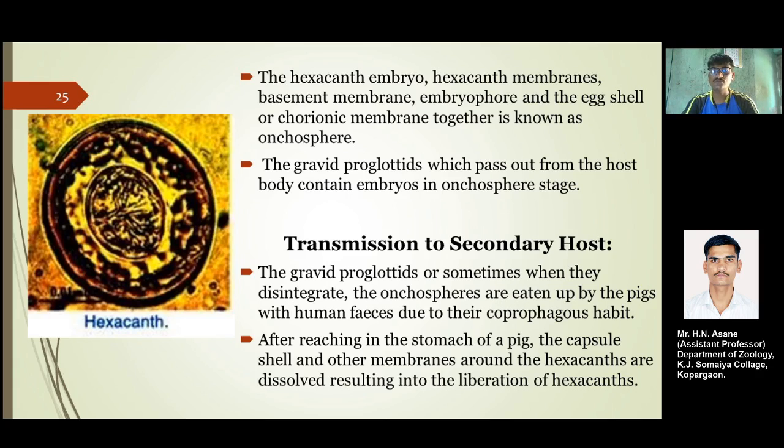So this particular hexacanth is thrown out of the body of the host, that is, in the pig. Transmission to the secondary host, that means the transmission of this particular hexacanth into the human intestine, will be the infective stage to the human by means of this hexacanth.